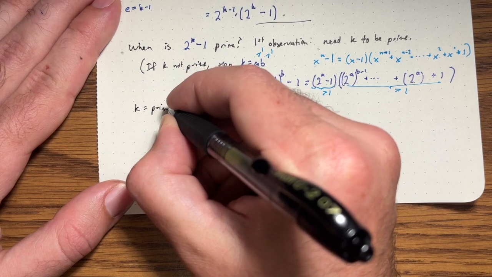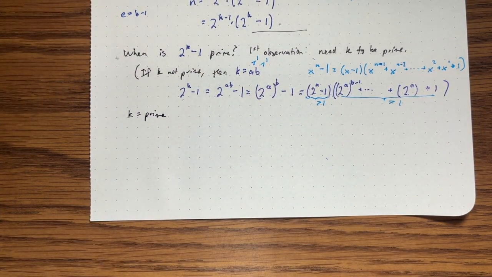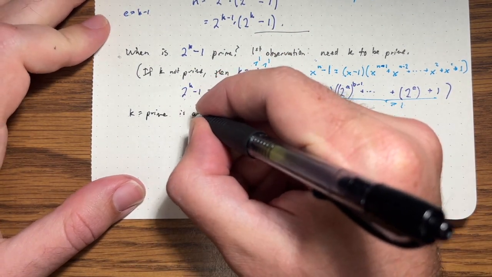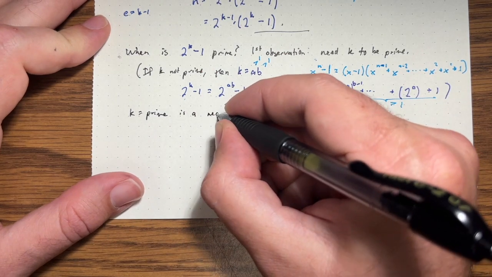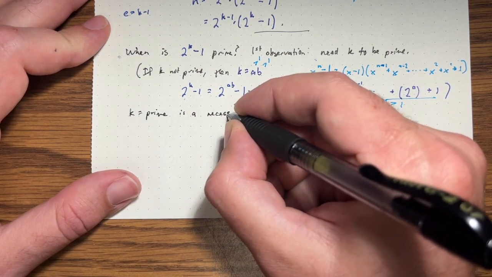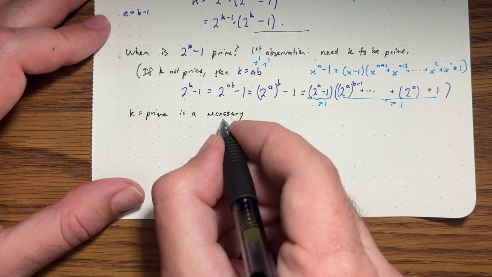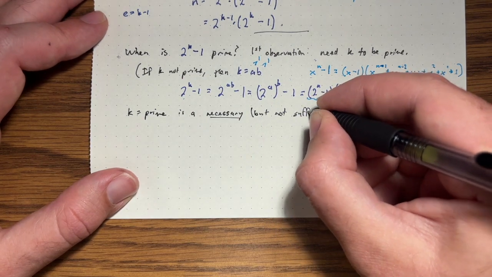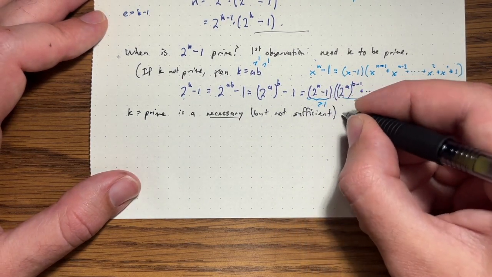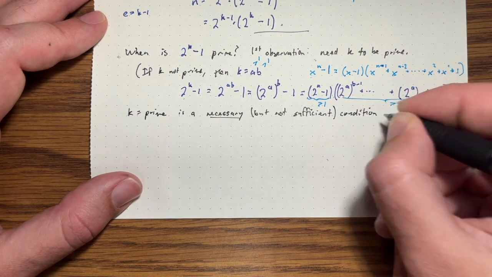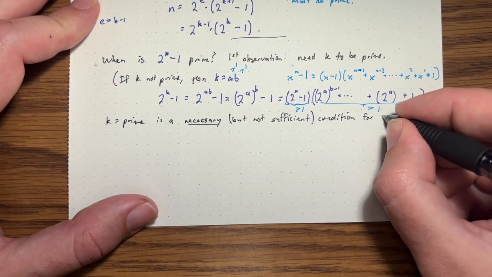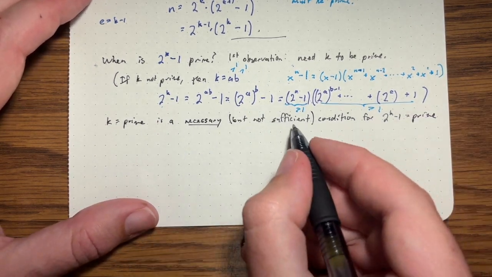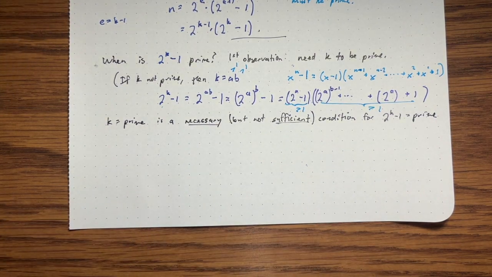So k has to be some prime. But that does not actually guarantee that this number is going to be prime. So let's say this is a necessary condition, just to introduce some terminology you might have seen before. It's a necessary but not sufficient condition for 2 to the k minus 1 to be a prime. Basically, mathematicians have a lot of ways of saying if and only if, and this is sort of one of them.